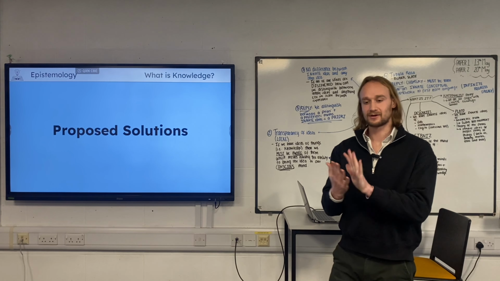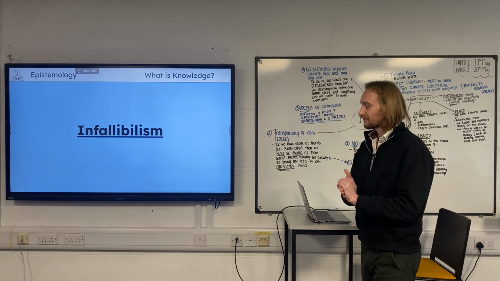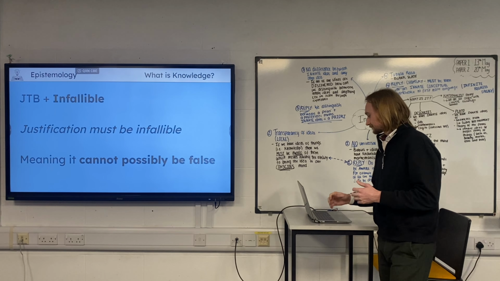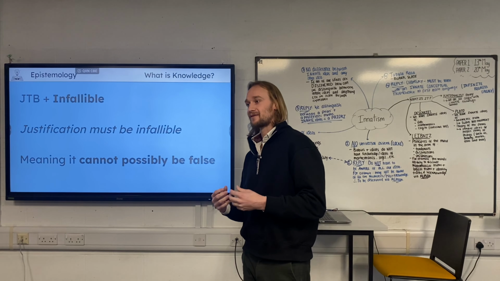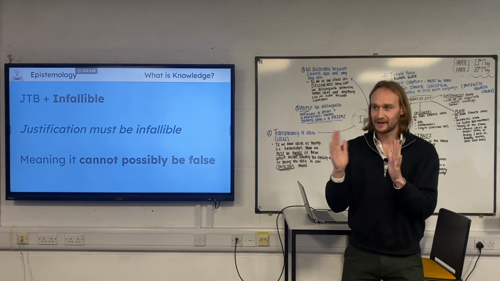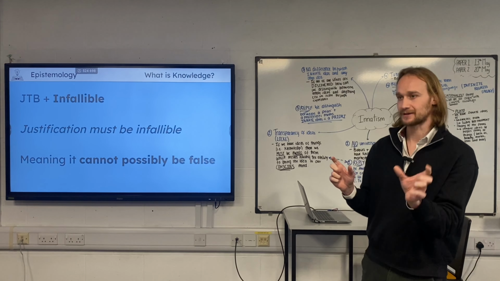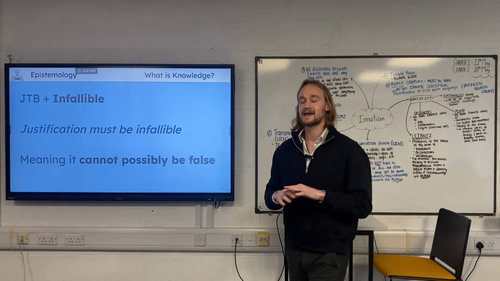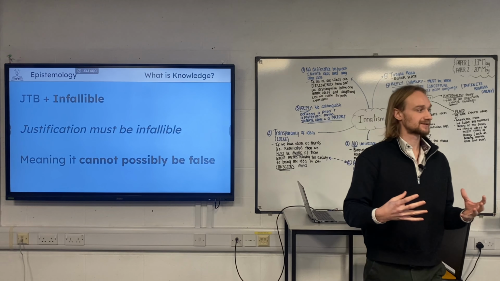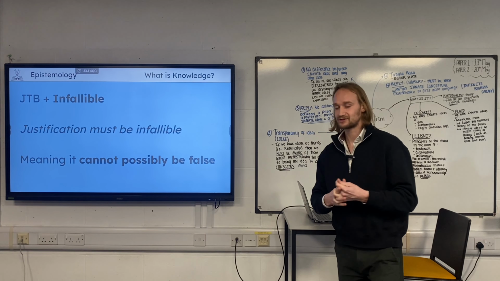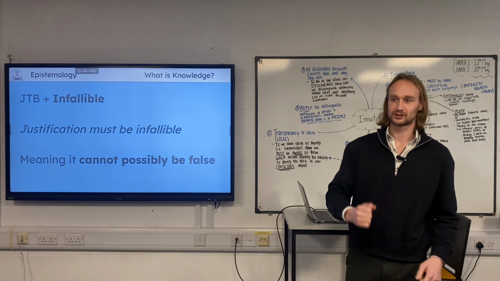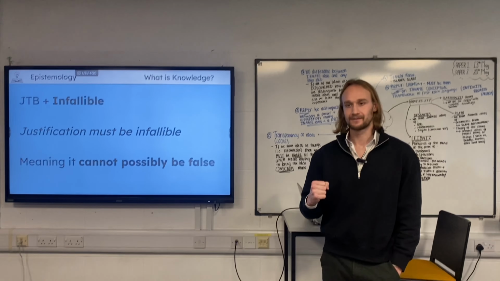So there are some solutions. We're going to look at 4 solutions here. First one is infallibilism. Infallibilism is the view that your justification must be infallible. So in terms of these solutions, what these solutions are proposing to do is add some extra criteria to the JTB definition or change the criteria of JTB in order to safeguard us against these Gettier cases. So what these solutions are trying to do is solve the Gettier problem, where we can have a strong criteria for knowledge. First one, infallibilism.